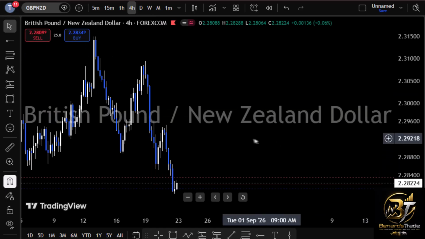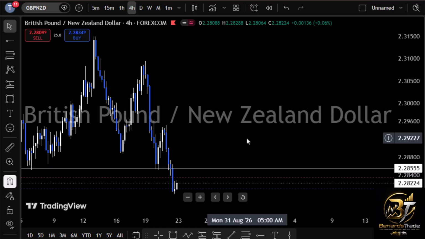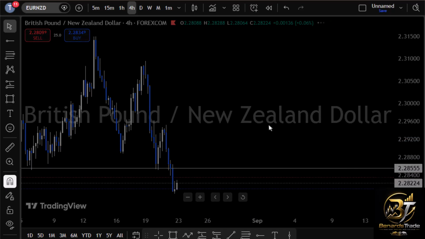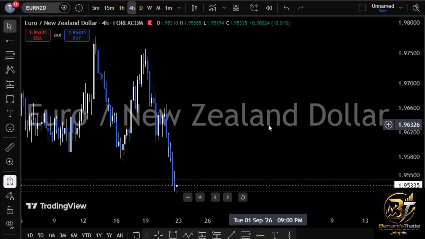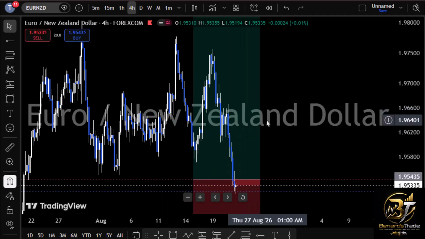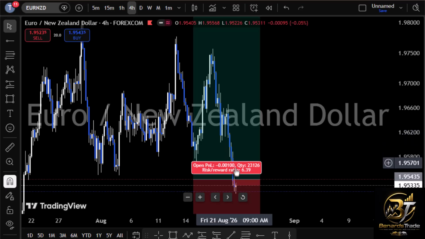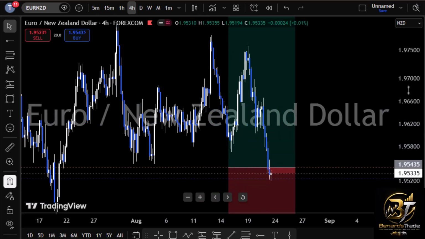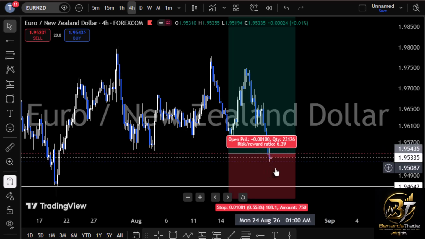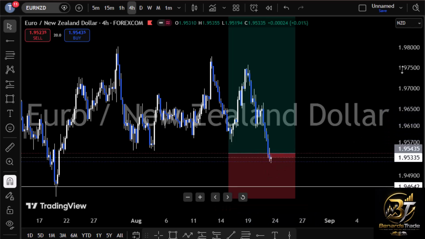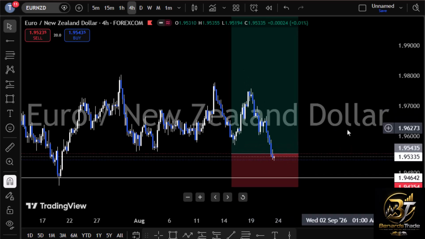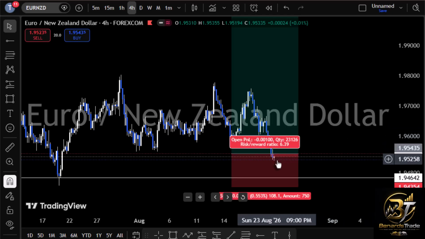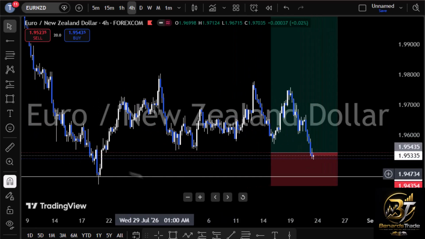GBP New Zealand is not really there now. Euro New Zealand, it might, I don't know, it's already in my zone. I didn't take it on Friday because I didn't want to stay in the market and be at a loss on that Friday. But at the market open, after the first 1 hour, I would see, I'm looking at this to hold.